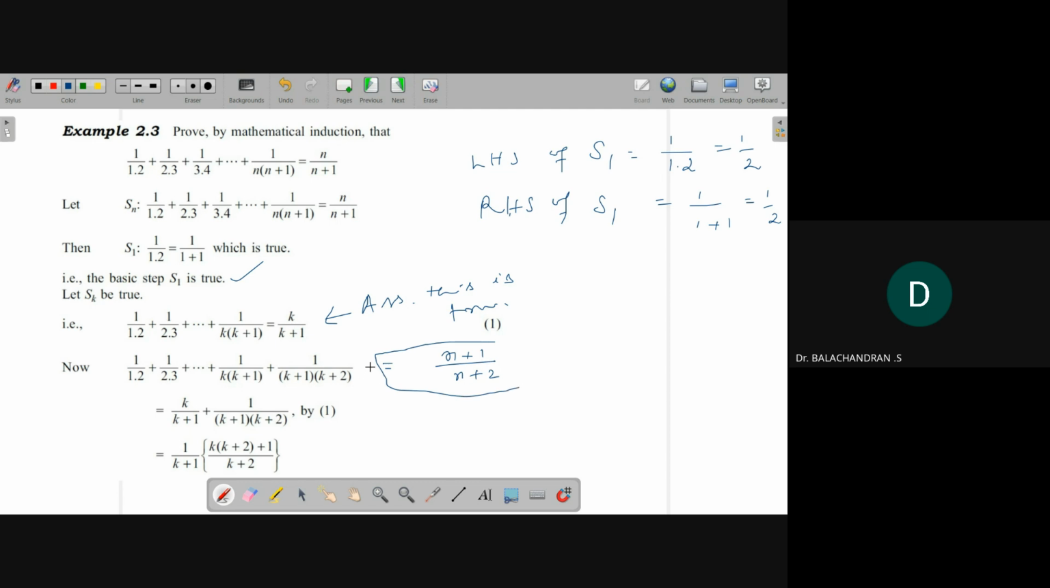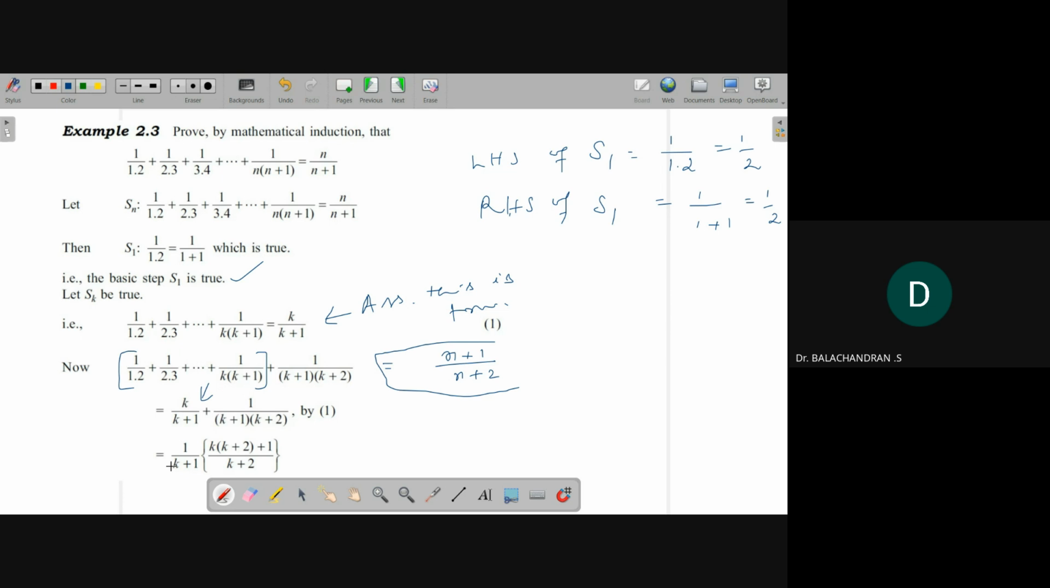So I'll take the left hand side. This portion is, by mathematical induction, k by k plus 1. So now plus 1 by k plus 1 into k plus 2. So in these two terms, 1 by k plus 1 is common, so I'll take it out.